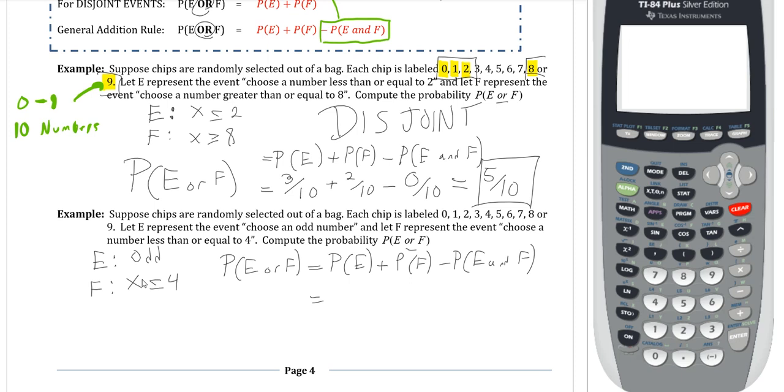Well, E, choosing an odd number, if we look at all those, there's 1 is odd, 3 is odd, 5 is odd, 7 is odd, and 9 is odd. That's 1, 2, 3, 4, 5 numbers, so the probability of E is 5 out of 10.